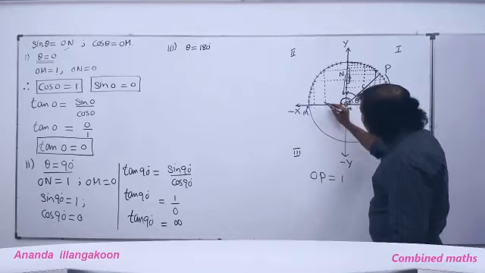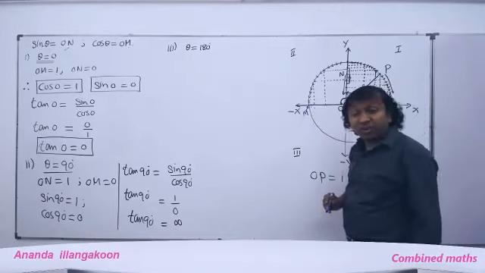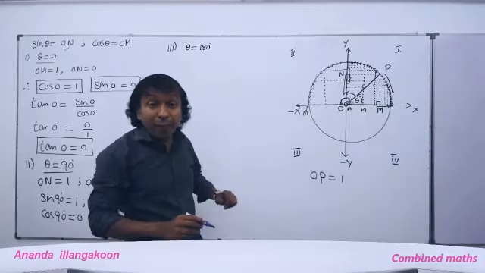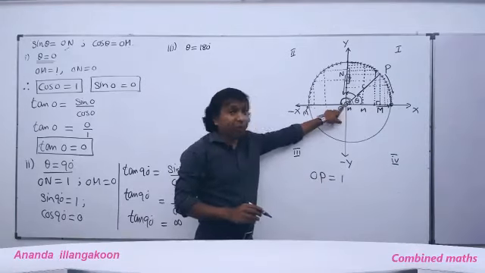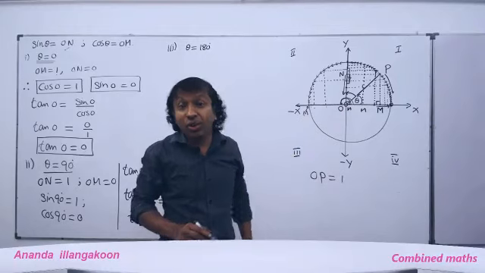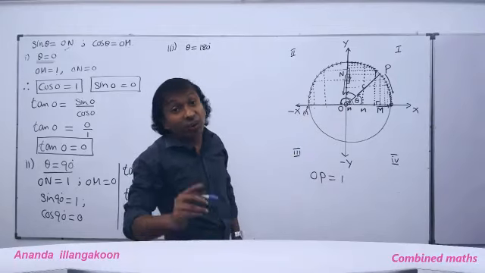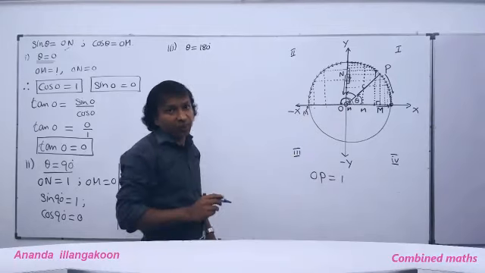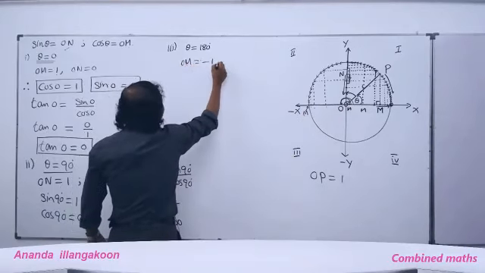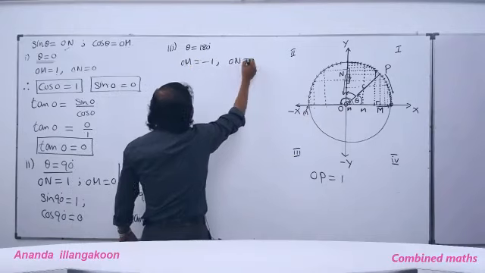Given this OM, what is OM, people? Not 1. Because this OM is the perpendicular projection on the negative x-axis. So therefore the sign of the axis we have to put. OM comes -1 and ON will be 0. Understood? OM is -1. ON is 0.